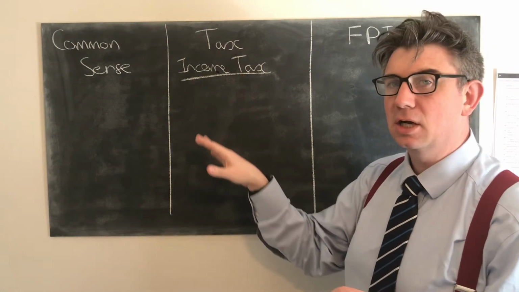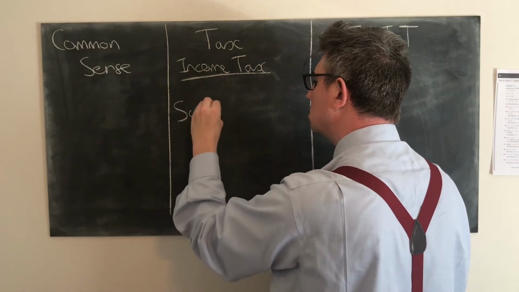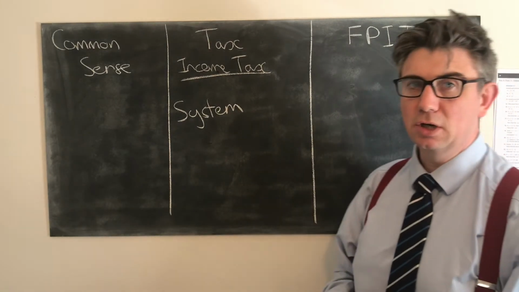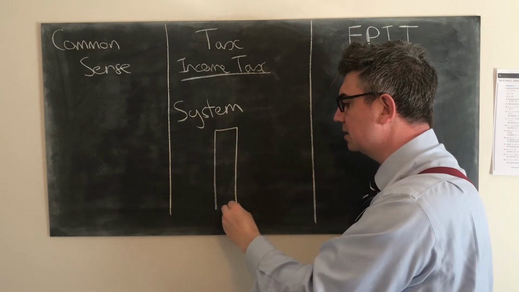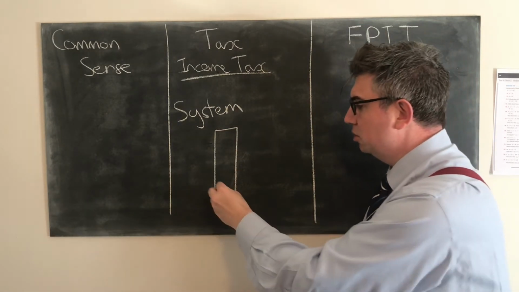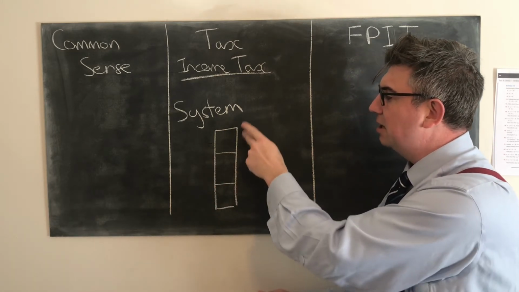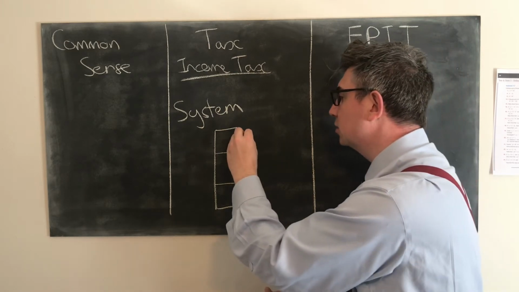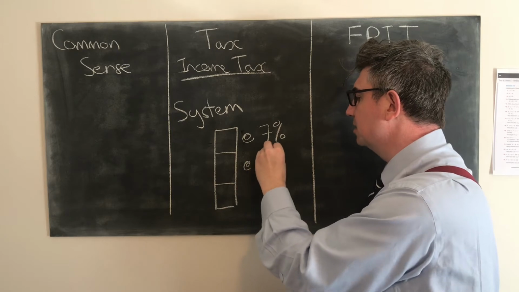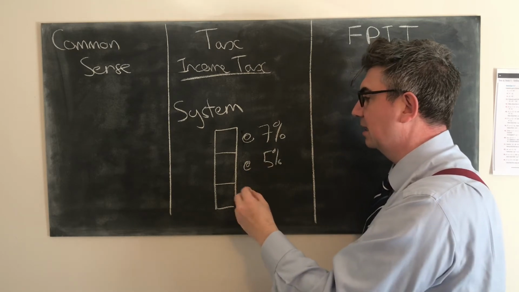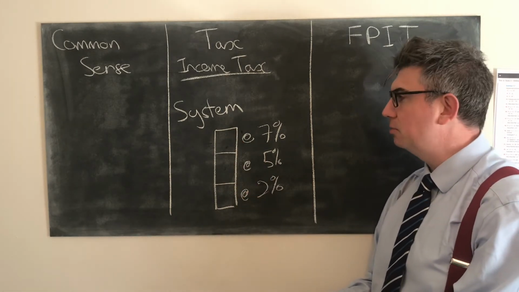So with tax, there's a kind of a systematic approach. So there's a system that we have to use when it comes to tax, okay? And that usually is we break our entire salary into the different bands. For USC, there's three bands, okay? And this band up here, well, that'll get taxed at such a percentage. This band here might get taxed at 5%, and this band down here might get taxed at something like 2%. So you have to work out how much money is in each band for USC.